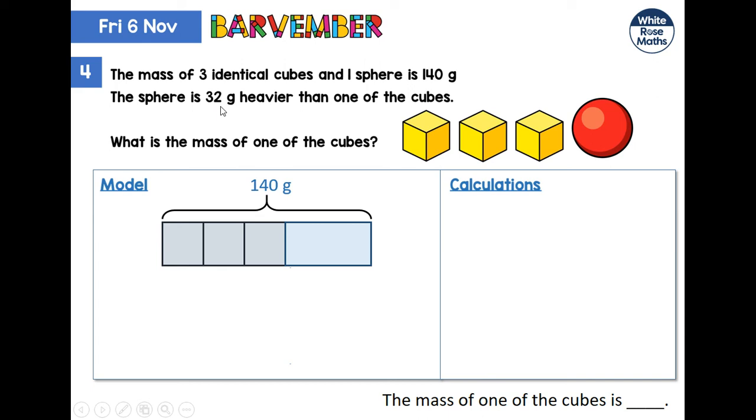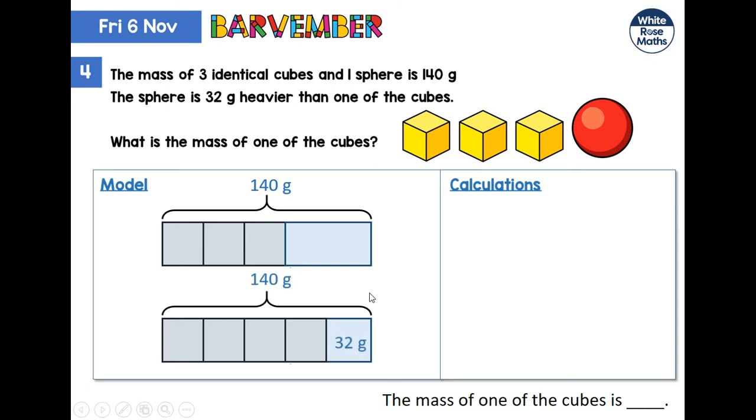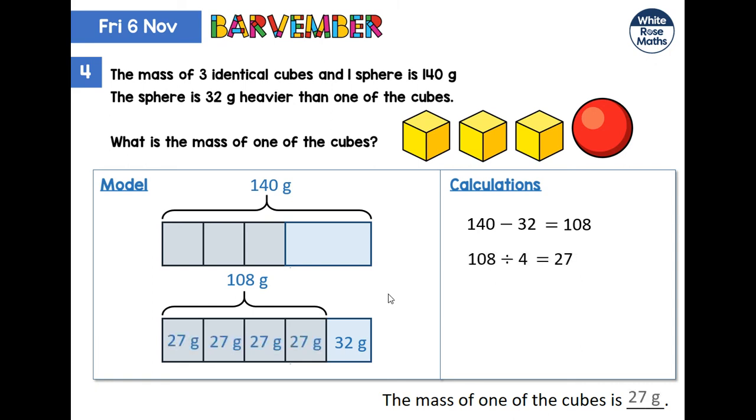The sphere is 32 grams heavier, so this difference here is going to be 32 grams. So it's 32 grams plus a cube. 4 equal parts, 1 different. We're going to get rid of the different one. There we go. And our 4 equal parts are now worth 108. Equal parts, division calculation. There we go.